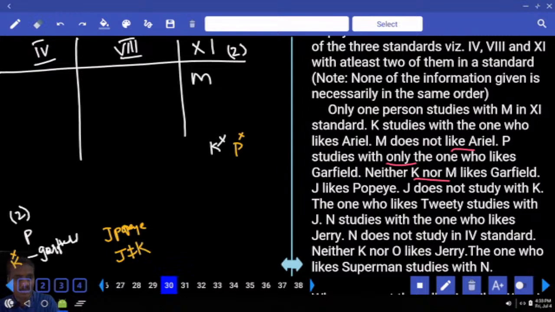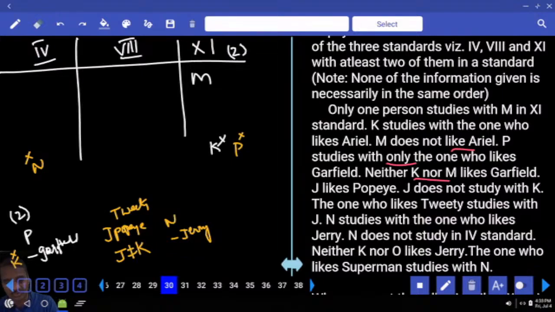And next one. And the one who likes Tweety studies with J. Now J and Tweety must be together. Clear? J and Tweety must be together. P and Garfield are together. And N studies with the one J. And he studies with the one Jerry. N does not study in 4th standard. N cannot be here.